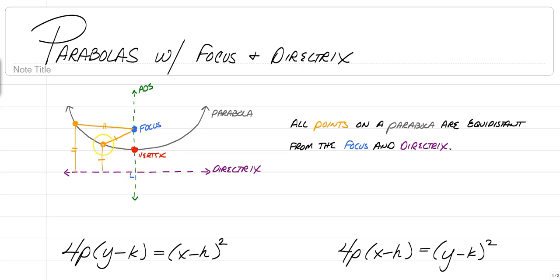Now, any point that is on a parabola will always be equidistant from the focus and the directrix. So we have a few examples here. This orange point is equidistant from here, the directrix, and your focus, even if you get closer. And the other thing is the vertex is also equidistant from the focus and the directrix. So all points on a parabola will always be equidistant from a focus and a directrix, okay? And that includes the vertex.